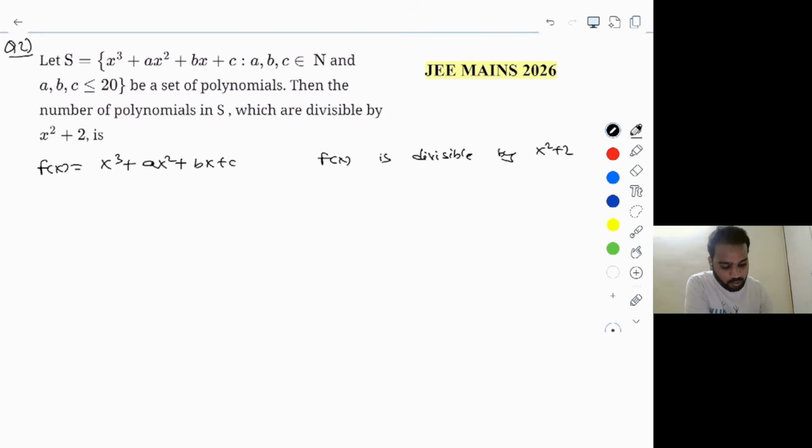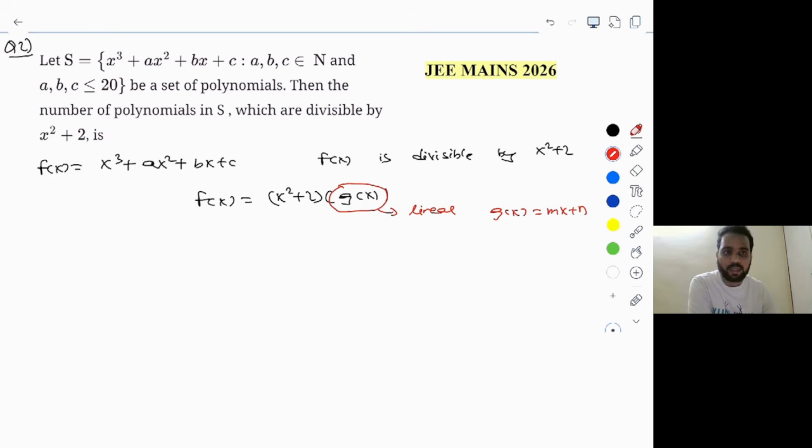So by using the factor theorem, we can express this function f of x as the factor x square plus 2 multiplied by some other polynomial g of x. But very clearly, on the left hand side we have a cubic polynomial, that is f of x. On the right hand side we have a product of two polynomials and one of them is quadratic, which means the other one must definitely be a linear polynomial. That is the only way, right? So I'll take g of x is equal to some mx plus n.